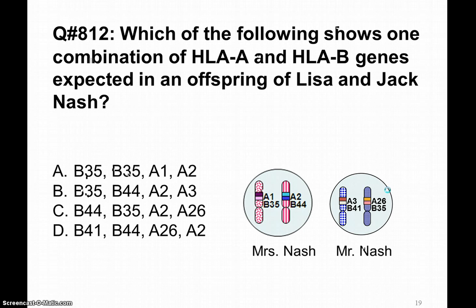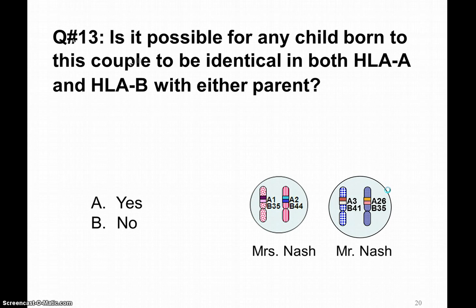Oops, that should just be question 12, not 812. Looking at the combinations, which of the following shows one combination of HLA-A and HLA-B genes expected in an offspring of Lisa and Jack Nash? 13. Is it possible for any child born to this couple to be identical in both HLA-A and HLA-B genes with either parent?